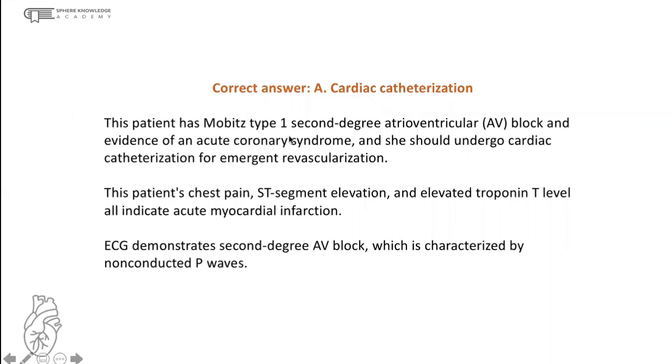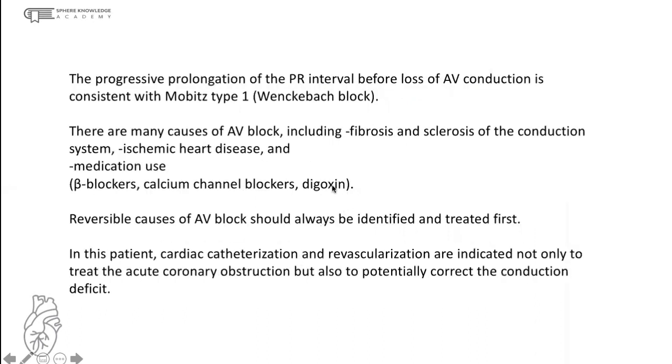So this patient has Mobitz type 1, second degree AV block with evidence of acute coronary syndrome. He should undergo cardiac catheterization for emergent revascularization. This patient has chest pain, ST segment elevation, and elevated troponin, which indicate MI. So the treatment would be revascularization, actually.